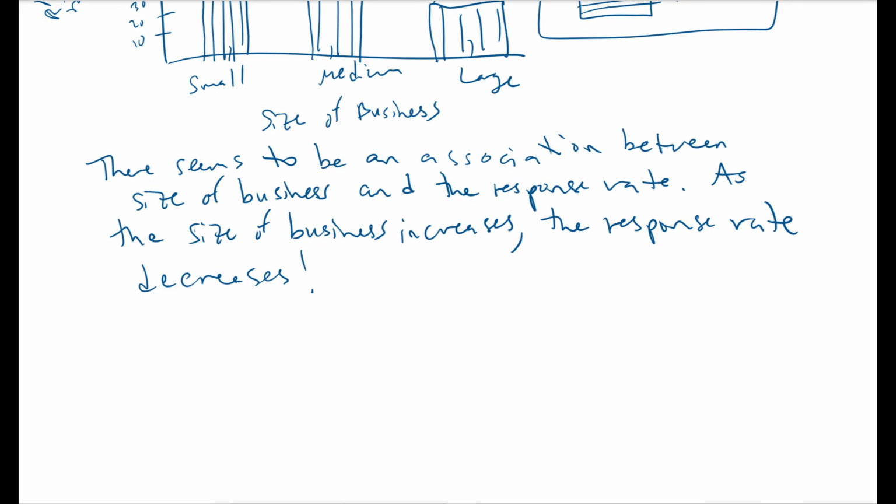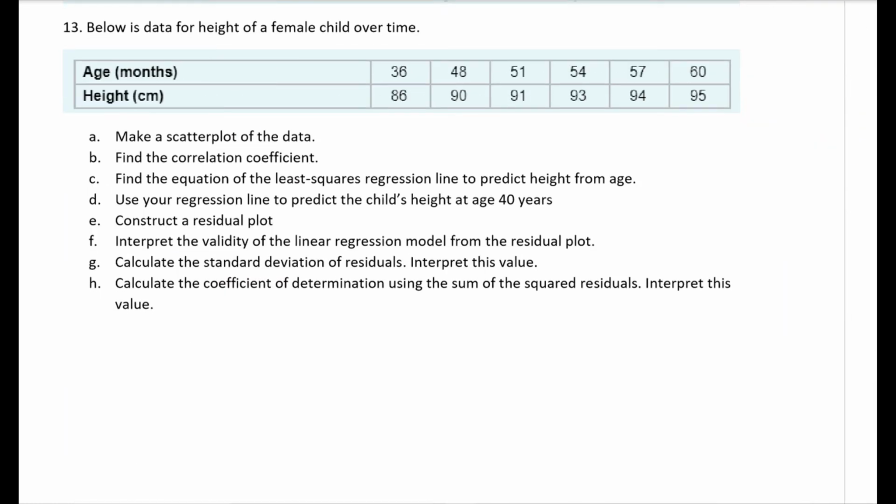All right, so let's look at the next question. It's actually the last question. So below is the data for the height of a female child over time. So make a scatter plot of the data, find the correlation coefficient, find the equation of the least squares regression line, use a regression line to predict a child's height at age 40 years. So there's a lot of stuff going on here. So let's do this scatter plot first. I'm going to actually write out the data.